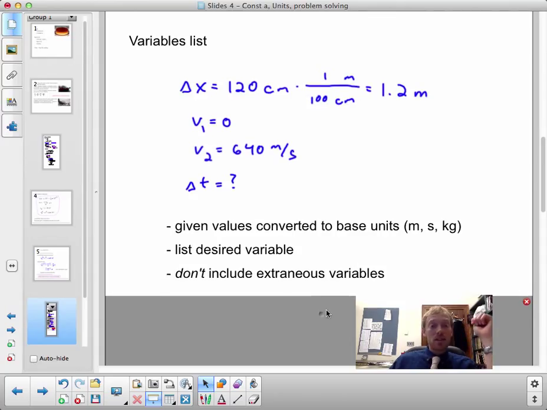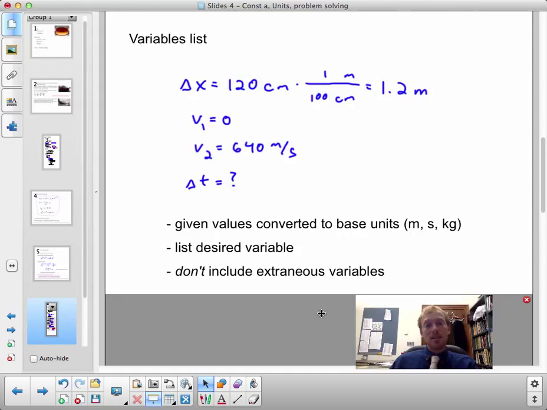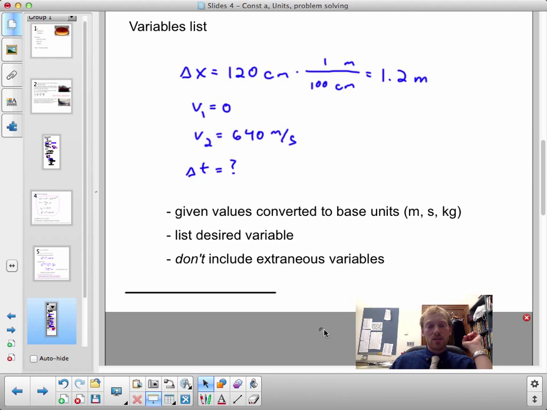Don't include extraneous variables. You do not need, nor is the problem telling you anything about the acceleration in this problem. So don't say anything about the acceleration. Don't solve for the unknown acceleration and then use it to solve for delta t, because you don't need to. Don't include extraneous variables.